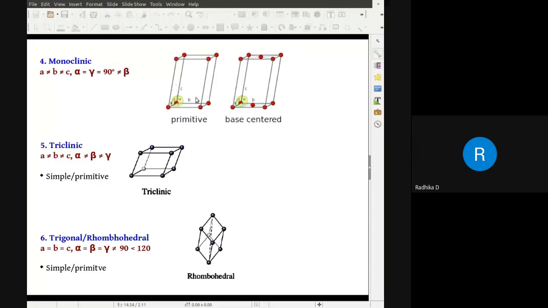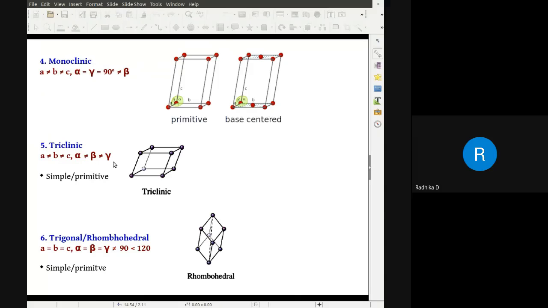Monoclinic, you can see the figure, it's very clear that none of the lengths are same. So none of the lengths will be same. Two of the angles will be same and equal to 90 degree, and the other one will be larger. Okay. Two types, the primitive, that means simple, where you have atoms only at the corners, and then base centered, that means all atoms at the corners, along with that, you have one at the center of the base, top and bottom portions, you have one atom each. Next, you have triclinic.